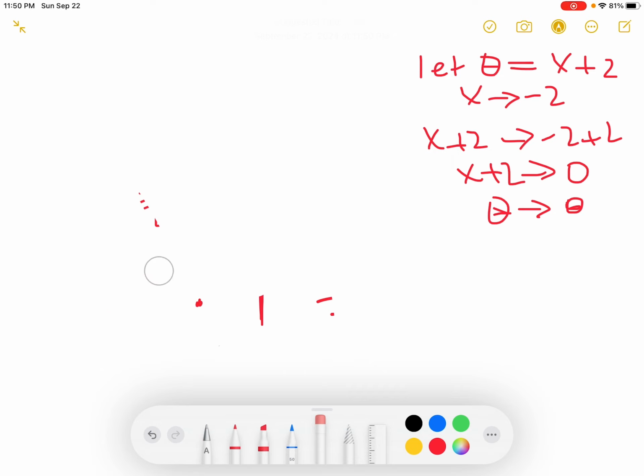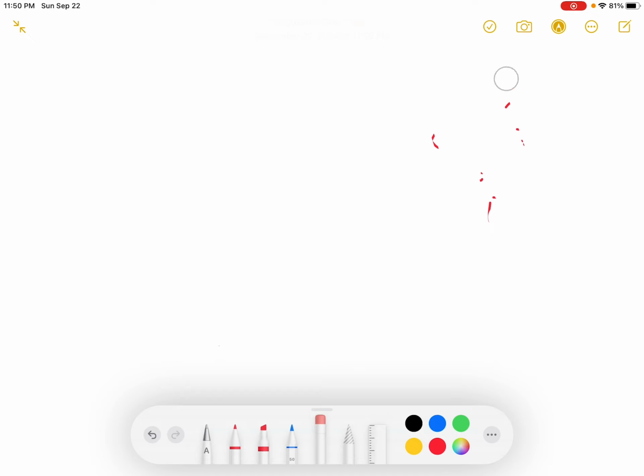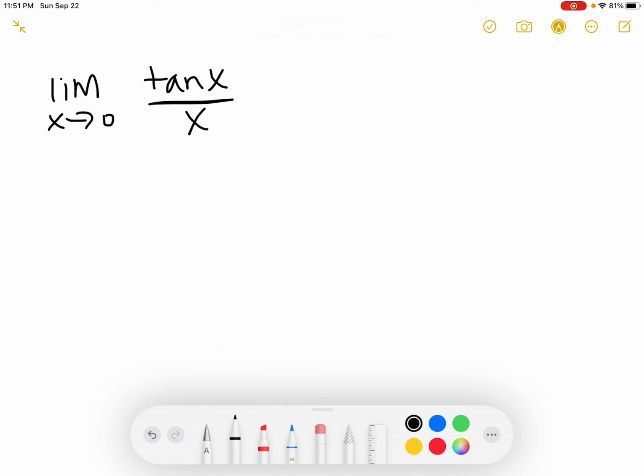Okay, got just a couple more to do. Let's see here. What's a good one to do? Okay, here's a good one. Limit as x approaches 0 of tangent x over x. Ooh, what do we do?